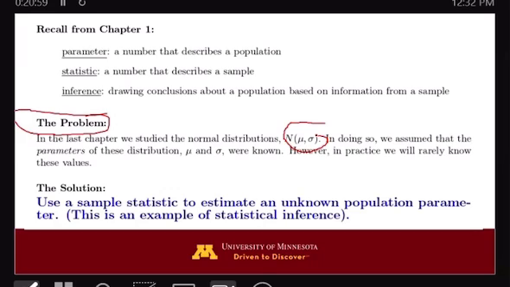Does that make sense? In the last chapter, when you want to work with the normal distribution, we give you parameters, right? We give you the mean, we give you the standard deviation, then we ask a question. But in that regard, we're assuming that they are known. In real life, they are unknowns.